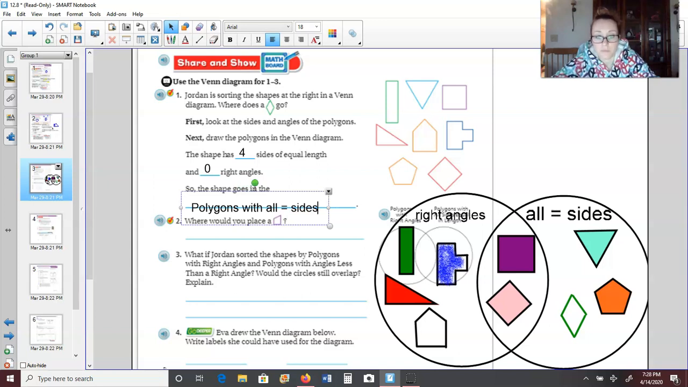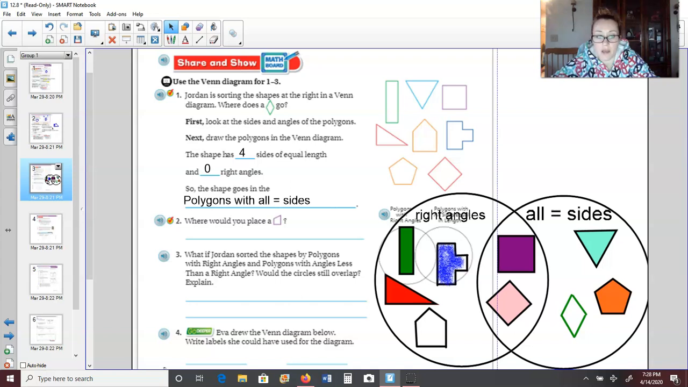Okay, so we figured out where that shape needs to be. But then now there is this other shape that they're asking for us to place. It has 4 sides. I didn't really do a good job of drawing that. Okay, as good as it's going to be. Now we need to figure out where this shape belongs. Where would you place it?